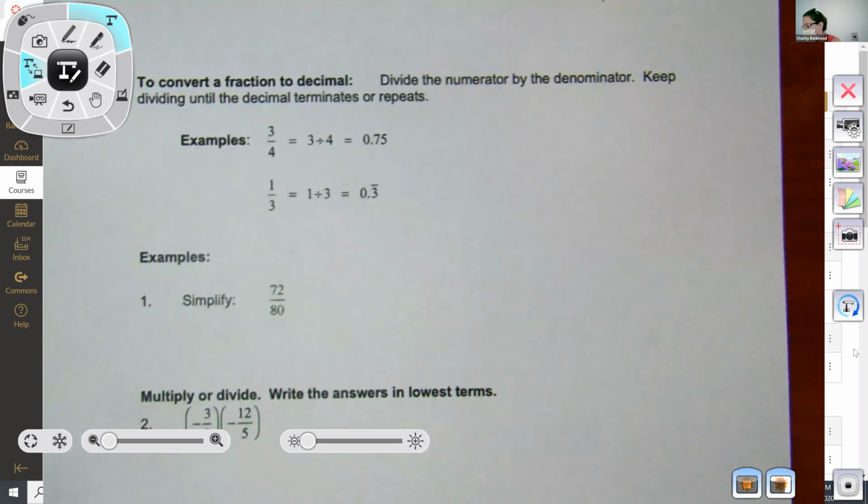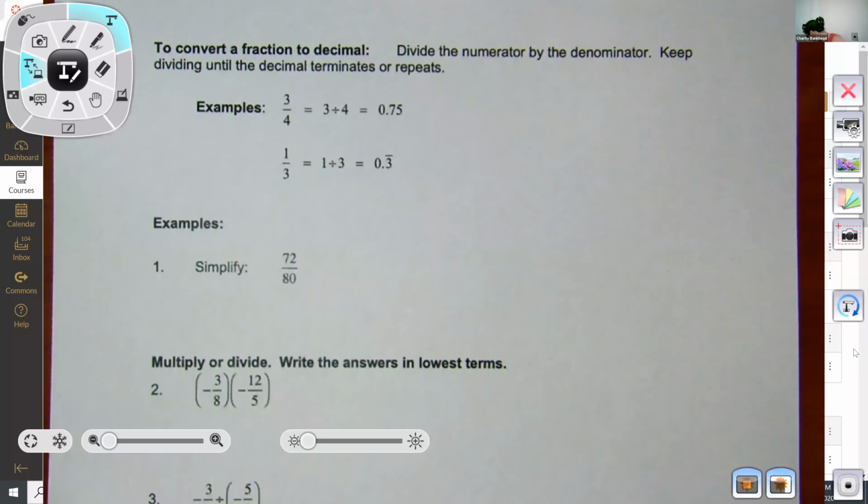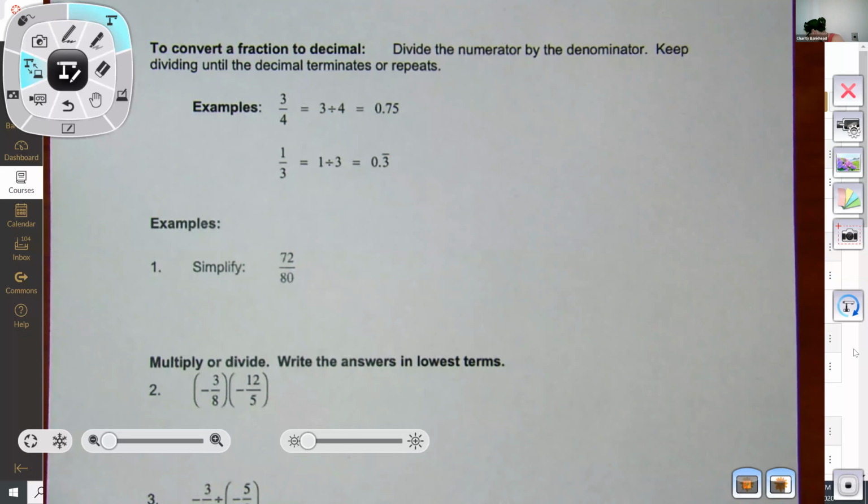Converting from fraction to decimal, you're just going to divide. We're not really using calculators at this time. So you could divide it out using long division, or you could do it using a calculator. I don't think we really need to go over that, but just know that you can change a fraction to a decimal just by dividing, but I don't think we're going to be doing that right now.